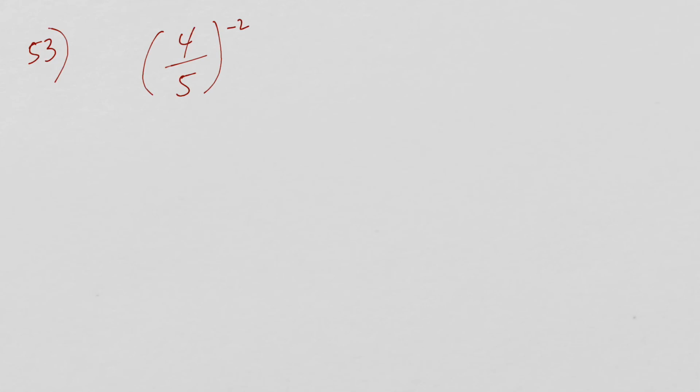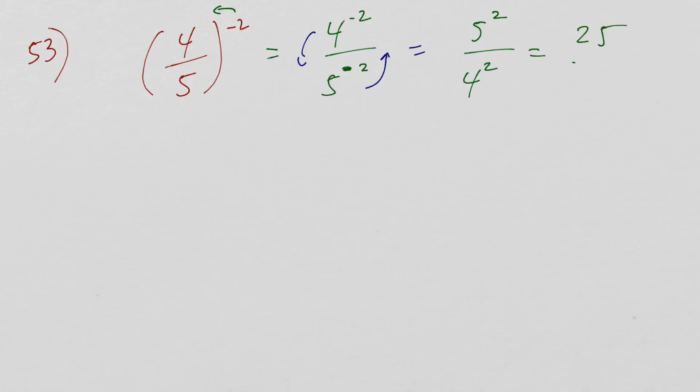Okay, and again, I'm going to distribute this exponent. So I get 4 to the negative 2 and 5 to the negative 2. And then I'm going to bring these to the other side of the fractions to make the exponents positive. And I'll get 5 to the positive 2 and 4 to the positive 2. So I'll end up with 25 over 16. And there's nothing else I can do to simplify.